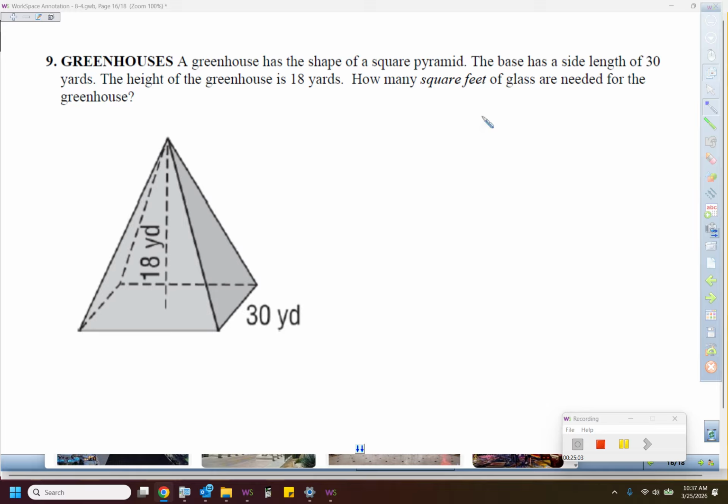But this isn't the Luxor, this is a greenhouse. Here's what I want to know. What concept should we find if they ask how many square feet, we'll come back to that in a second, of glass are needed for this greenhouse? Lateral area, surface area, or volume? Discuss with your table. What do we need? Lateral area, surface area, or volume?